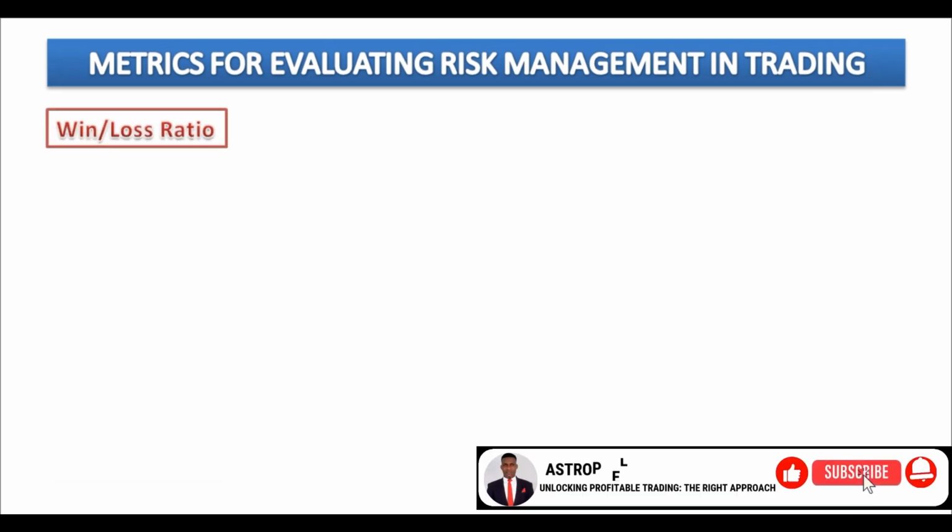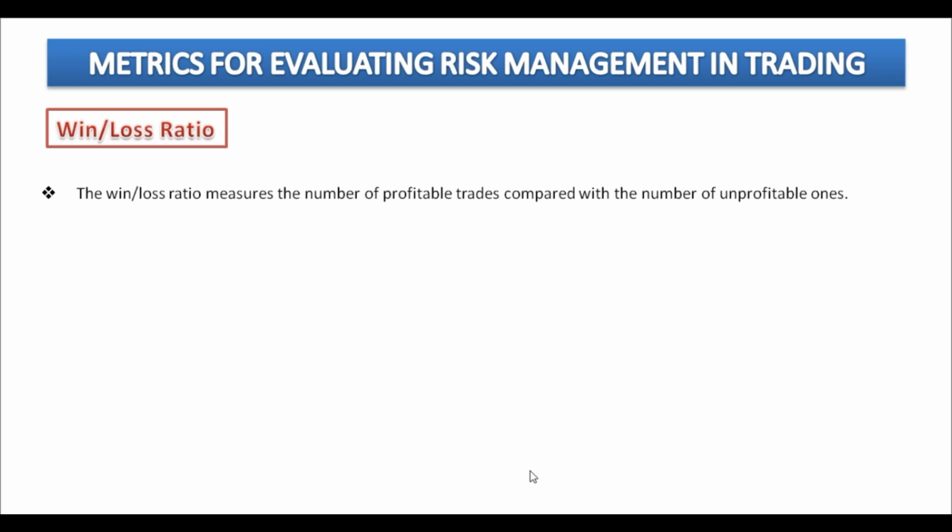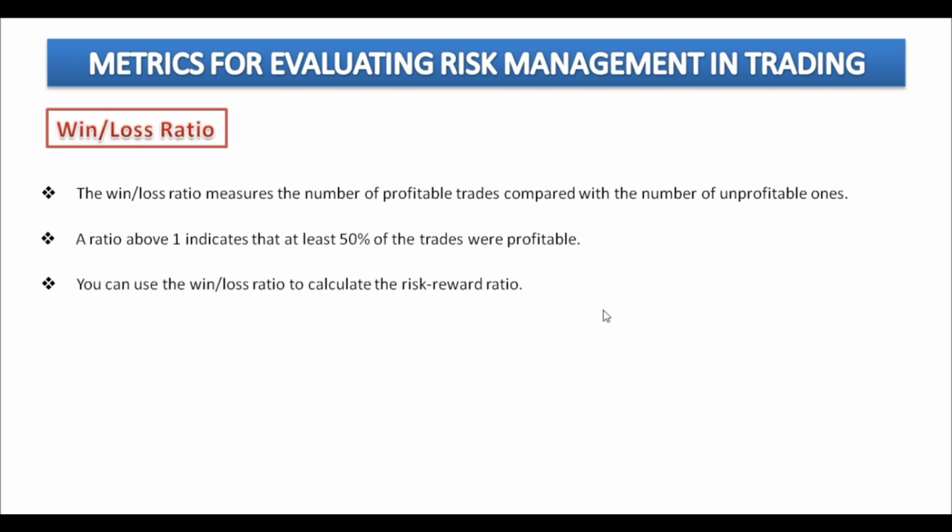So the last metric we are going to be talking about is win to loss ratio. The win to loss ratio measures the number of profitable trades compared with the number of unprofitable trades. For example, if out of 10 trades you won 6 trades, that's very good as a pass mark. So a ratio above 1 indicates that at least 50% of the trades were profitable.